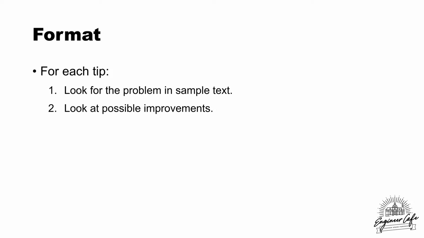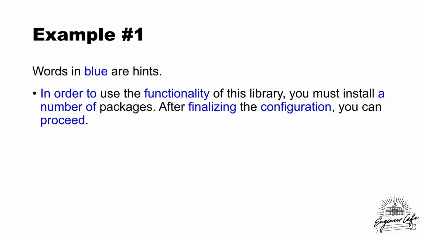Okay, so we'll go to the first one. Example 1: just so you know, the words in blue are hints. The text is, "In order to use the functionality of this library, you must install a number of packages. After finalizing the configuration, you can proceed." So, Laurie, any idea if there's one particular weak point here? This sentence, you're saying that all the words in blue have the same problem? Yes. Or the same type of problem? Yes. Okay, so: "In order to use the functionality of this library, you must install a number of packages."